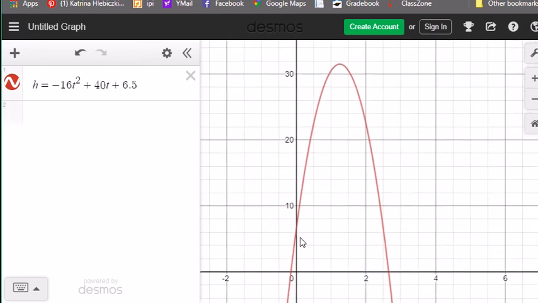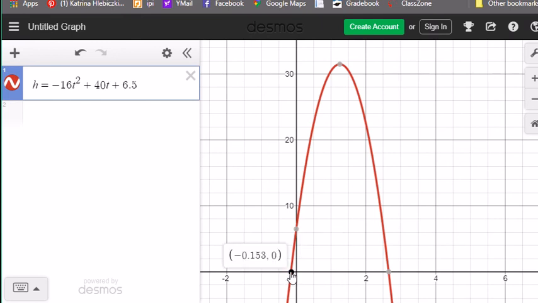Okay, so I'm wondering after how long it's going to hit the ground. So I see here that I have two x-intercepts. One's at negative 0.153, which doesn't make sense because I can't go back in time. I start out at 6.5 feet, and I see that the shot put went up, and then after about 2.653 seconds, it hits the ground.